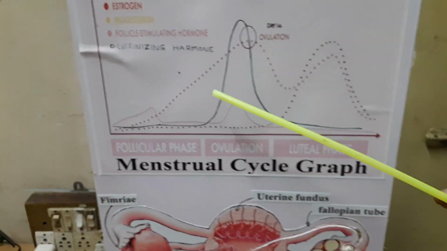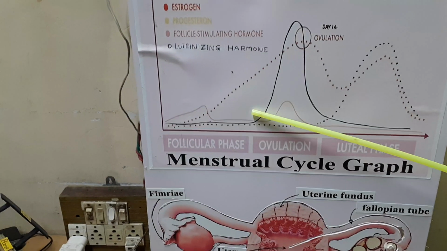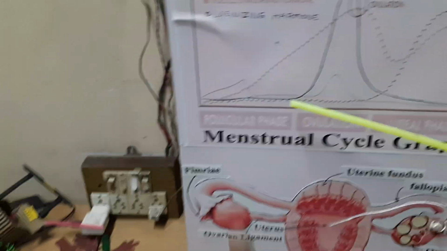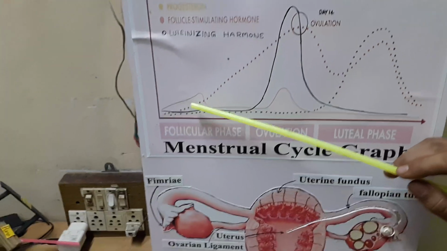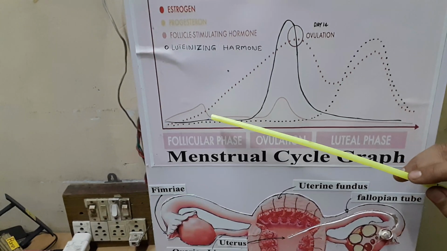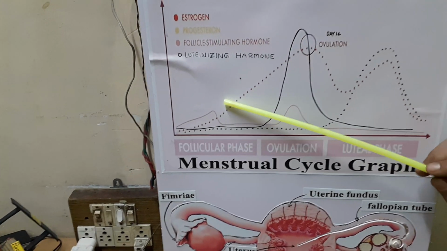Now we'll learn about the follicular phase. The menstrual cycle begins with menstrual bleeding. The follicular phase begins with low levels of estrogen and progesterone. As a result, the top layer, which is thicker in lining, sheds and menstrual bleeding occurs.